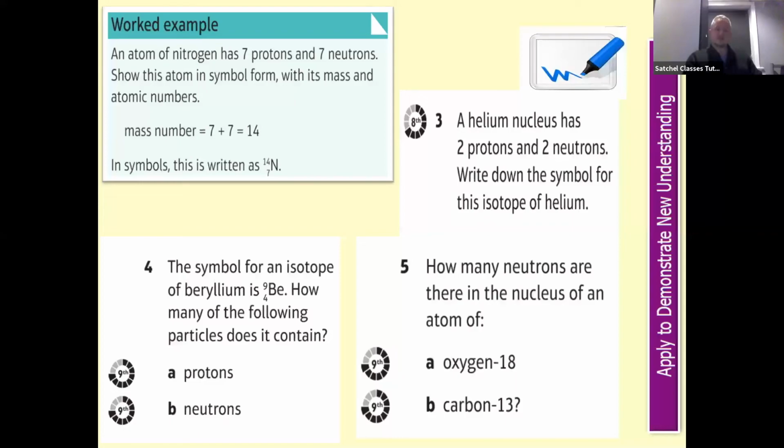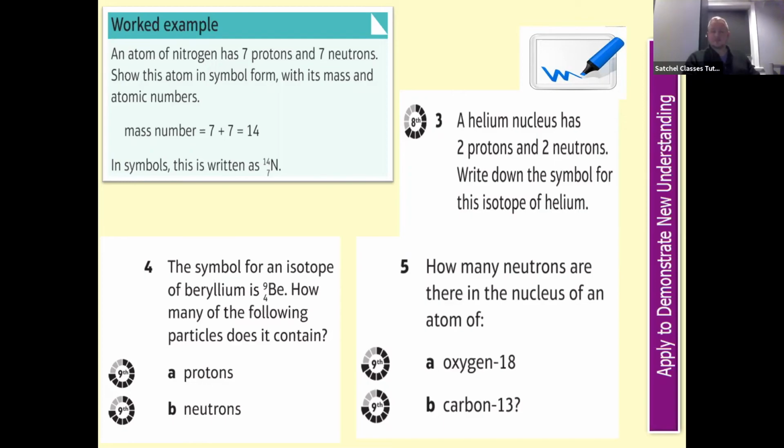Quick couple of examples. Again, a few more questions. The symbol for an isotope of beryllium is 9,4Be. How many of the following particles does it contain? Protons and neutrons. Well, the proton number is 4, so it has 4 protons. 9 minus 4, so the neutrons are 5.